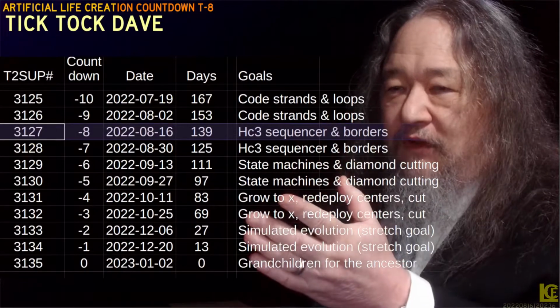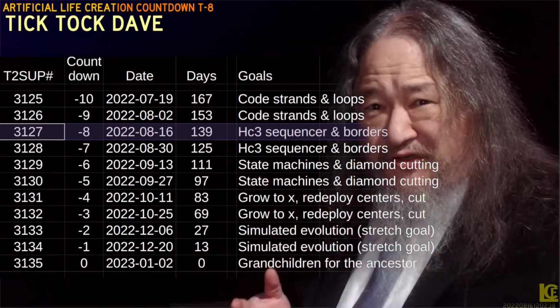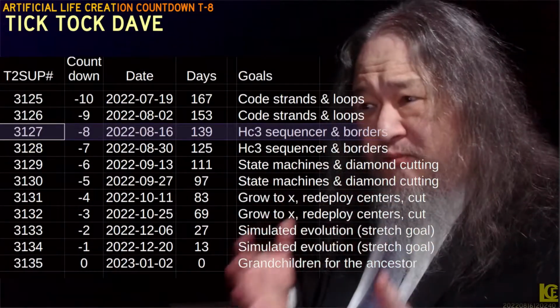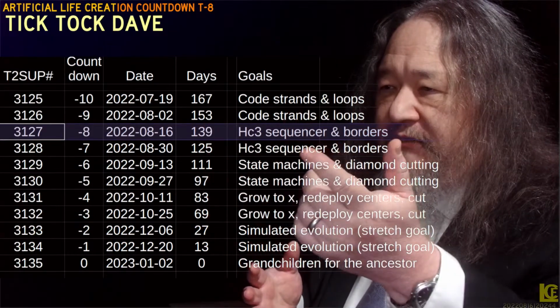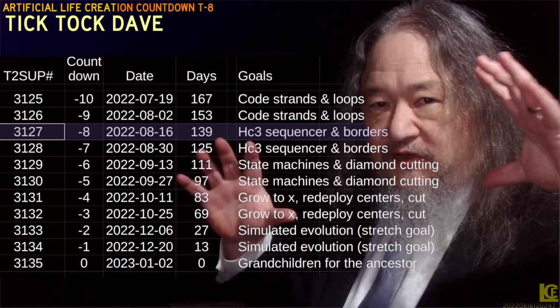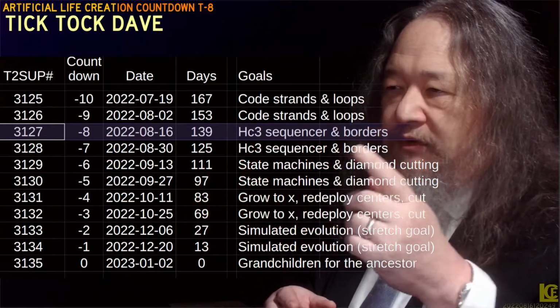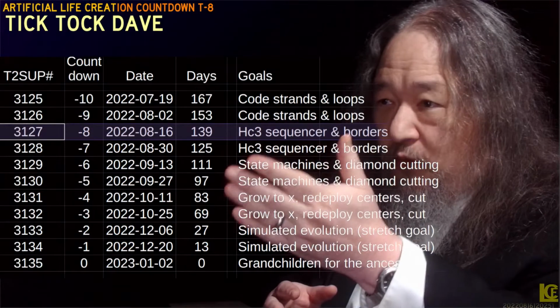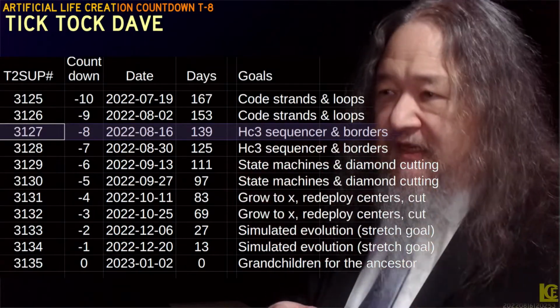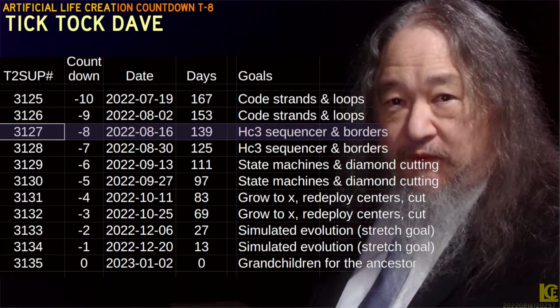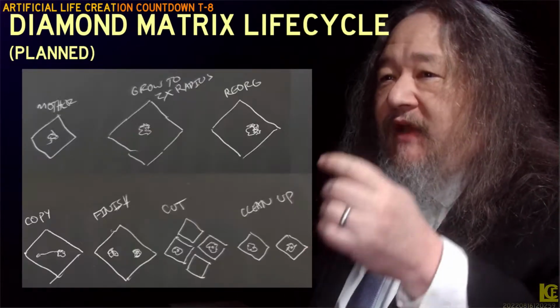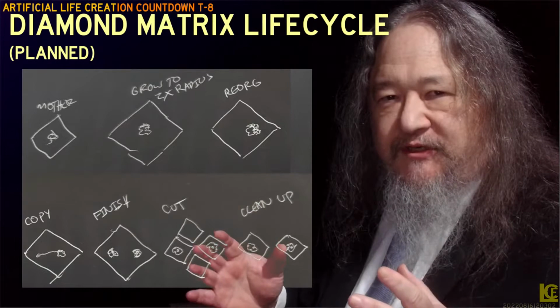So here's our overall outline spreadsheet that I made in July. That's actually still holding together pretty well. And here we are at T-8, HC3 sequencer. That's hard cell 3, the diamond grids, sequencer, and borders. What we have today is borders. What we'll have next time is the HC3 sequencer, and hopefully the rest of the countdown we will continue to count.